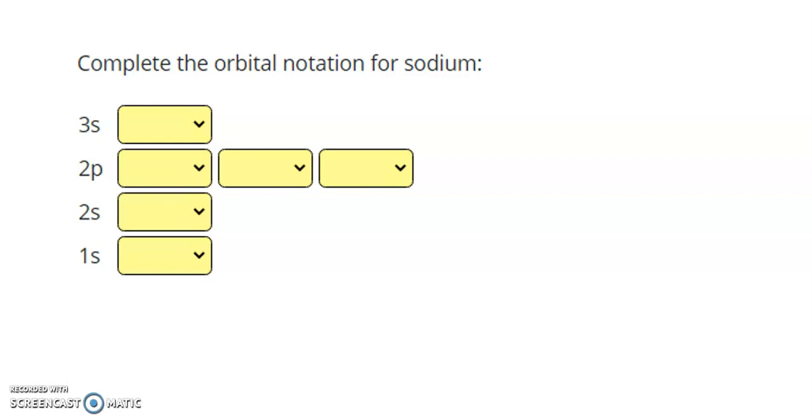You can look on the periodic table. You'll find that sodium has 11 electrons. So we're going to put 11 total arrows in these boxes. Our first electrons are always going to go into 1s. S can hold up to 2 electrons. Those electrons spin in opposite directions. So when I have one up arrow, I'll also have one down arrow.